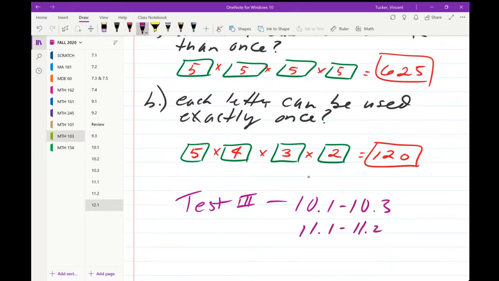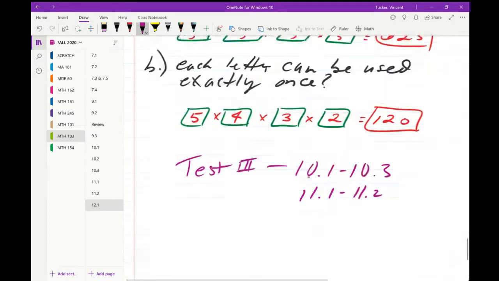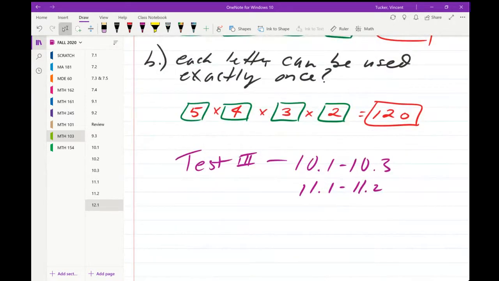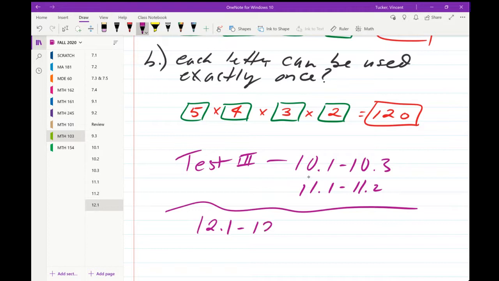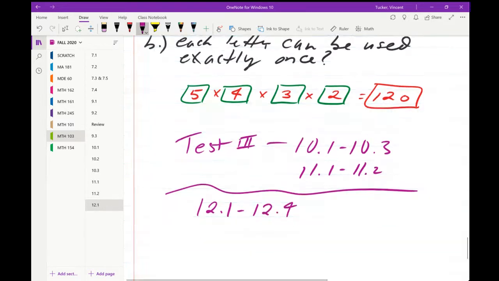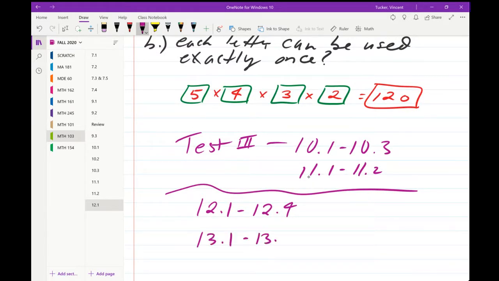That's on 10.1 through 10.3, 11.1, 11.2. As far as new material, chapter 1, I said chapter 1, chapter 12 is 12.1 through 12.4. Chapter 13 is 13.1 through 13.4.